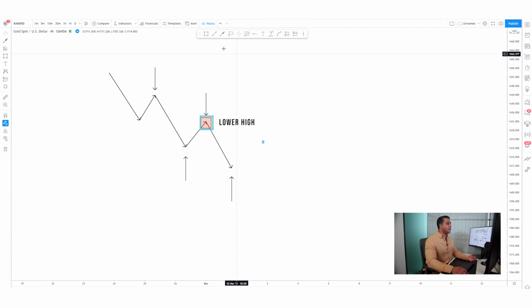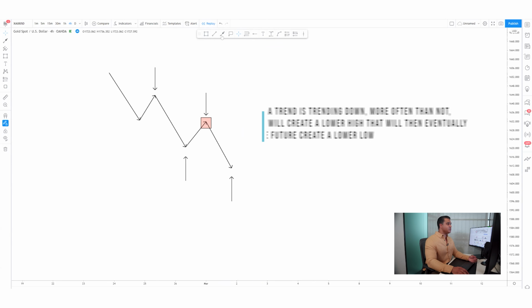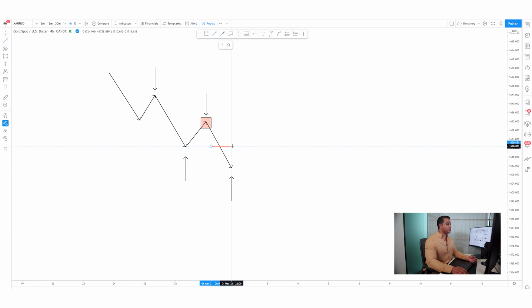The reason why you want to be getting in a lower high is because when a trend is trending down, more often than not, price will create a lower high that will then eventually in the future create a lower low.